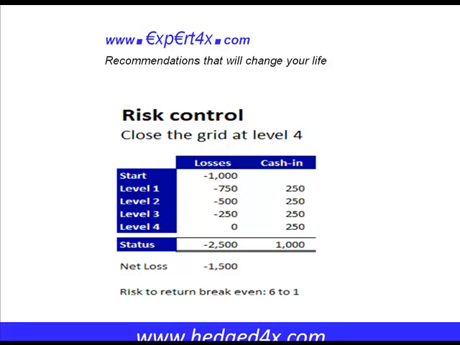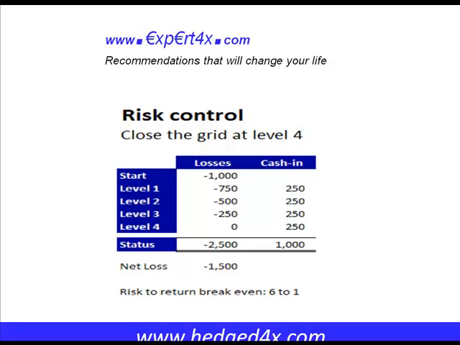And using the previous example, if the price had to reach the fourth level, which is 1,000 pips from your start, your start level would be 1,000. Your first level loss would be 700, your second level loss would be 500, your third level loss would be 250, and your fourth level, because you've just reached there, will have no loss. But if you add them all together, that's a minus of 2,500 pips.